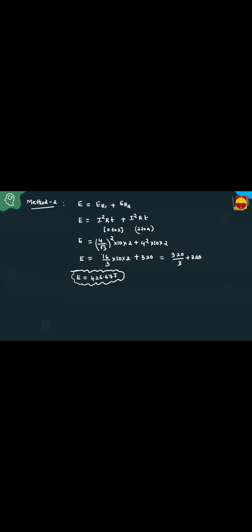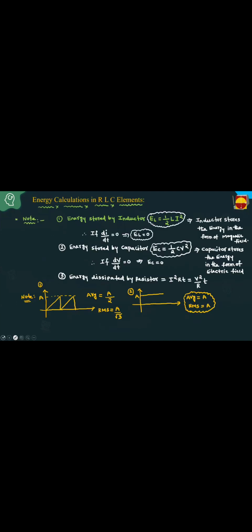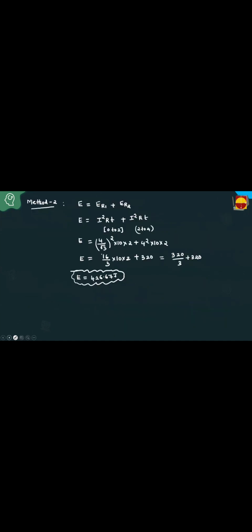Just I square R, you have to substitute. This I is the RMS value. This is I square RT, V square by R into T. These values, I told already, these are the RMS values. Directly you have to substitute the RMS values. Like this you have to proceed. Any doubts, sir? Clear?